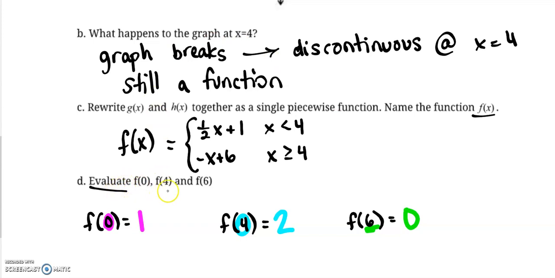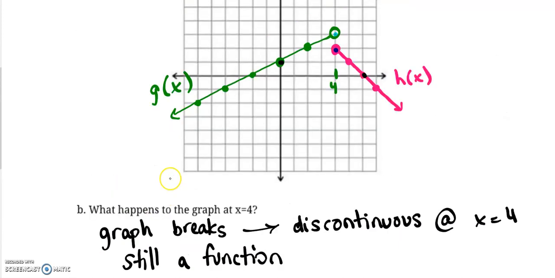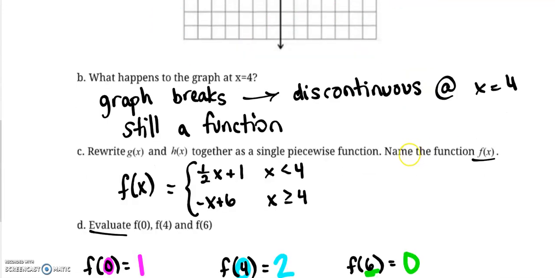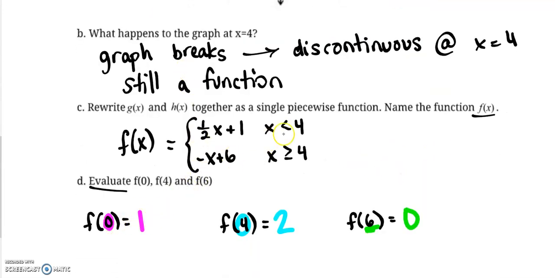So if you're asked to evaluate a function, especially if you have the graph, just look at the graph. If you didn't have the graph, you would just plug these numbers in depending on the value. Since 0 is less than 4, you'd plug it into the first function. 4 is greater than or equal to 4, so that would go into this second one. And 6 is definitely greater than 4, so you'd plug 6 in here. So that's another way you could figure out the answers to that part of the question.